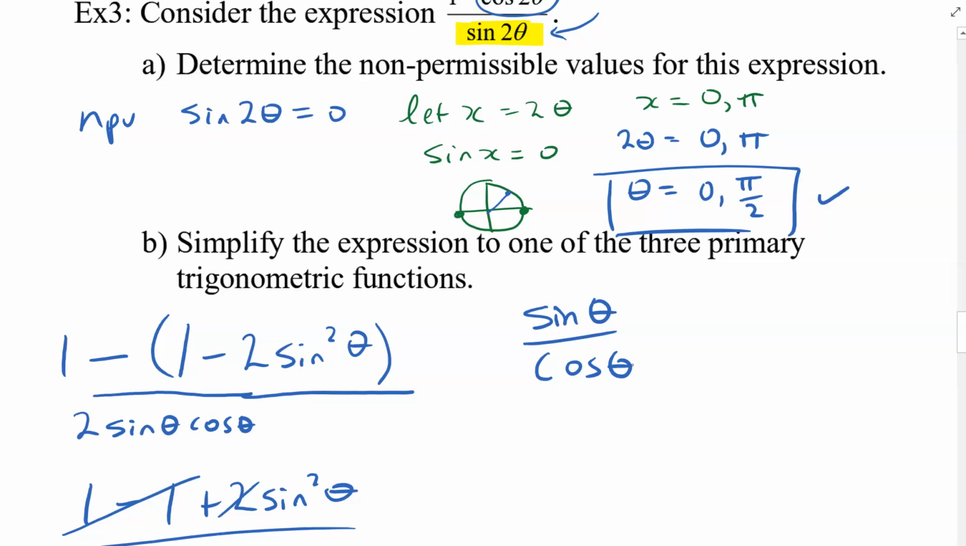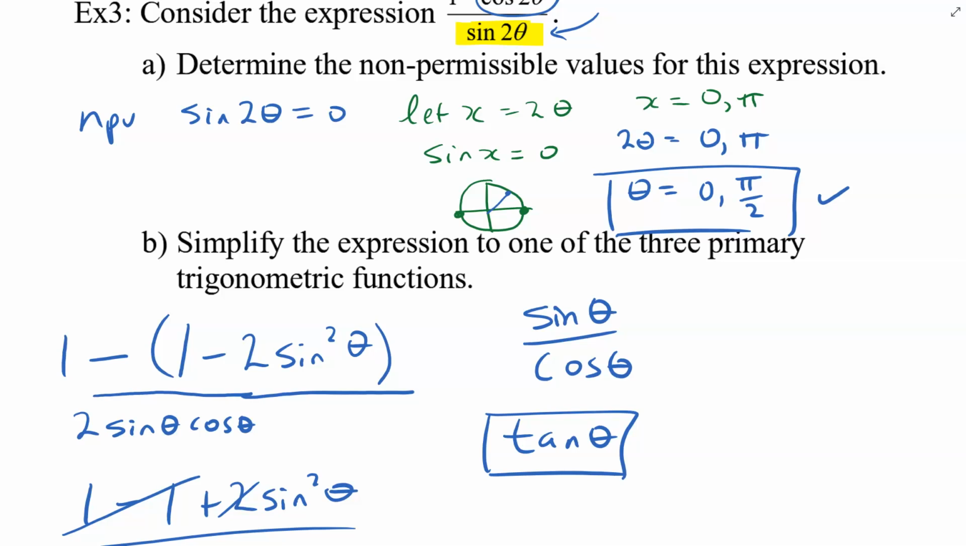What's my task here? To simplify to one of the three primary trig functions, which are sine, cos, and tan. That's the same thing as tan theta. And I'll put a box around it. Worked out great. Now let's say, just for the sake of argument, that you had picked a different one.